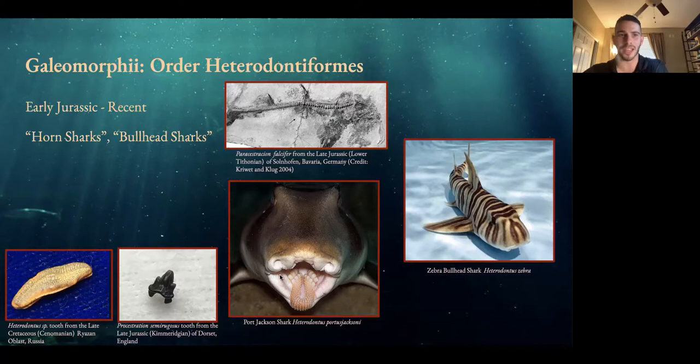What's also interesting is Heterodontus is one of the only sharks known that has a two-layered enameloid on the lateral teeth, which means that they lost it secondarily, while their anterior teeth have the standard three layers.